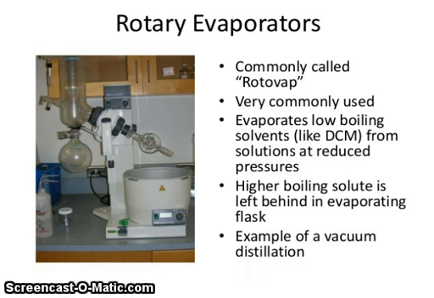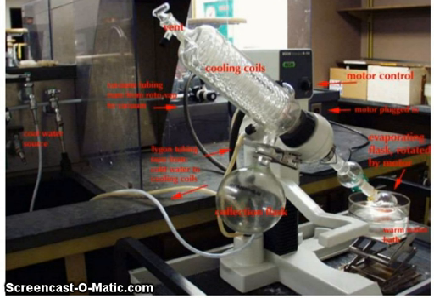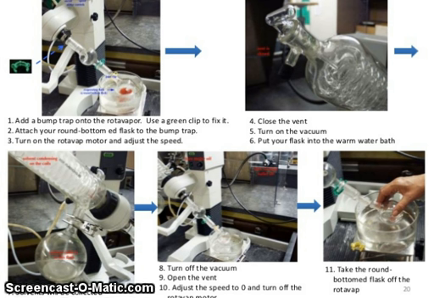Now, the rotary evaporator, commonly called rotavap, is very commonly used. It evaporates low boiling solvent like DCM from solutions at reduced pressure. The higher boiling solute is left behind in the evaporating flask. Example of vacuum distillation: you can see here, this is a rotavapor. This is the motor control. You see the heating bath, condenser, trap. Now you can see other pictures.